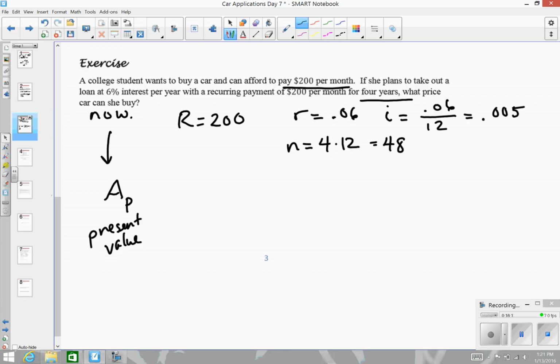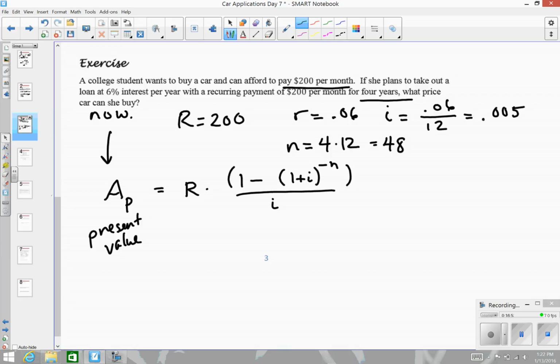So we're going to use this formula, A present, and that is equal to, if you look back at the front of your notes, R again times, now this part's a little bit different, we're going to get some negative exponents, 1 minus, in parentheses, 1 plus i to the negative n power, over i. A little bit different. Again, I'm not going to go through and derive these for you. I will give these formulas to you on a test. You just need to figure out which formula would be the best one to use.